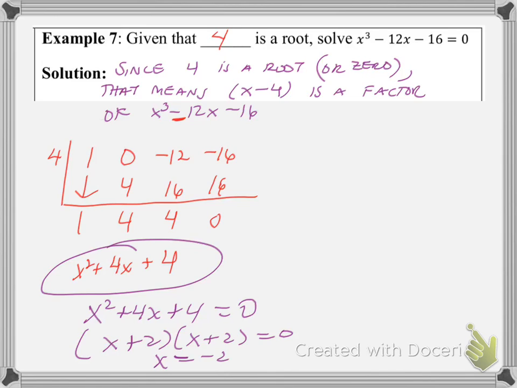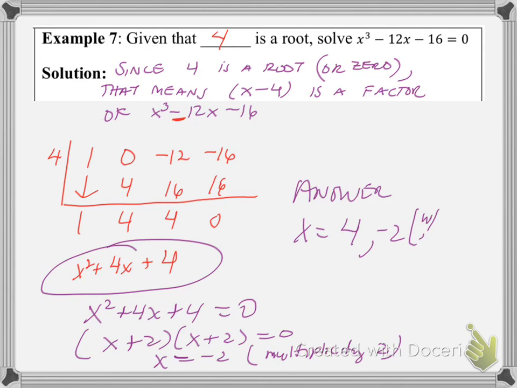So just keep that in mind. And this is negative 2 with a multiplicity, right? So we have multiplicity 2, okay? Or it's also called a double root. So our answer then would be x equals 4 and negative 2 with multiplicity 2. Okay. All right. And that is the end of the notes.